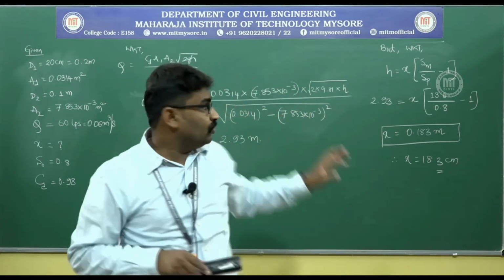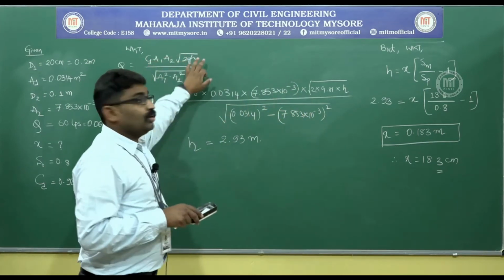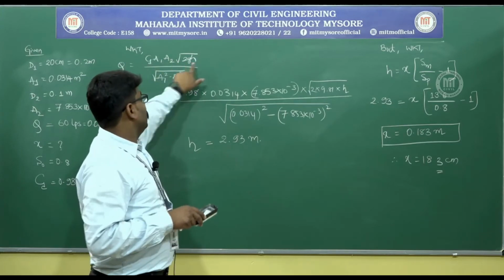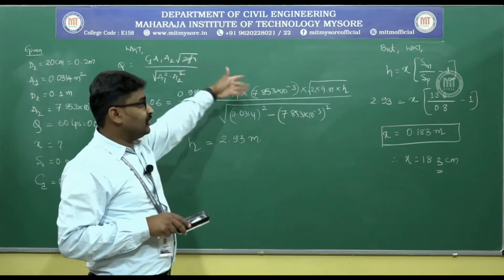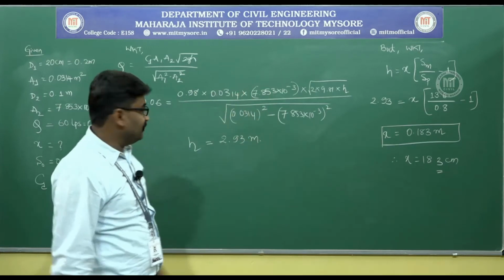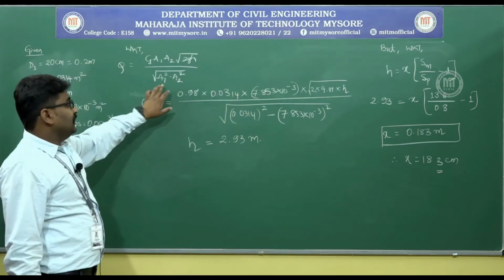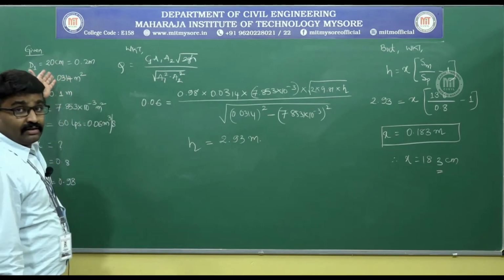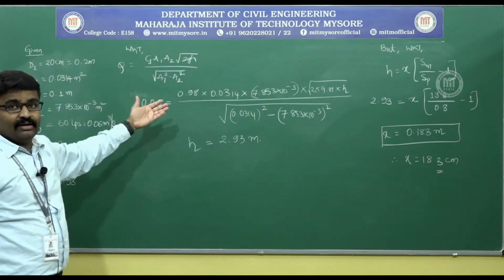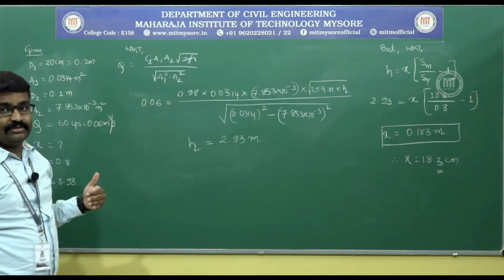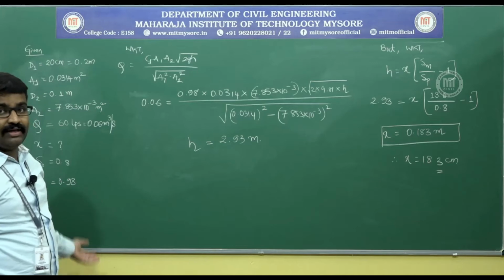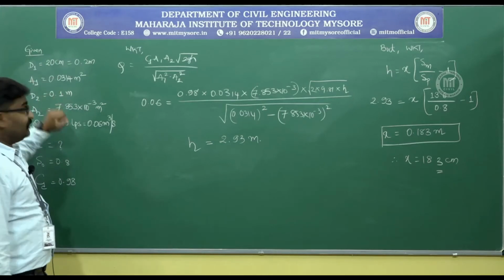What is Q? Q is equal to CD A1 A2 root 2GH divided by root of A1 square minus A2 square. Only unknown in the entire equation is H. H you can find out using the equation that I have just given. So, CD value is given, A1 A2 can be calculated. A1 can be calculated using D1 and A2 can be calculated using D2. CD is given, discharge needs to be calculated. I will start writing the data given.